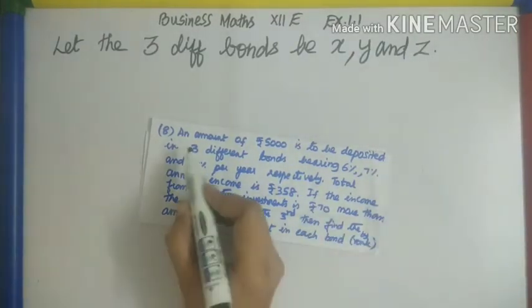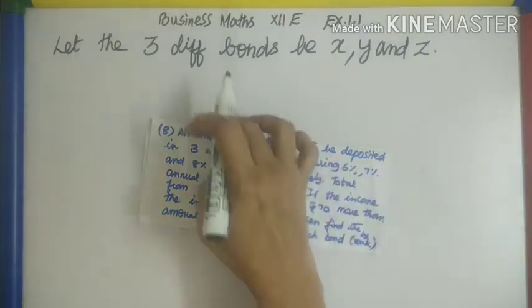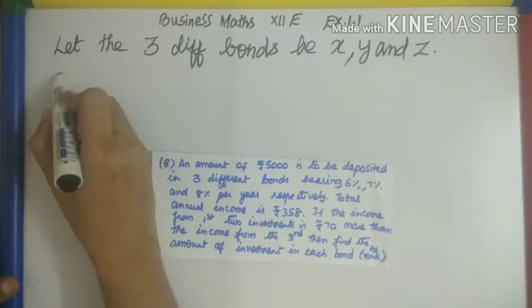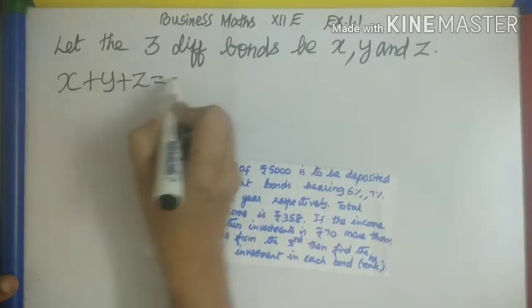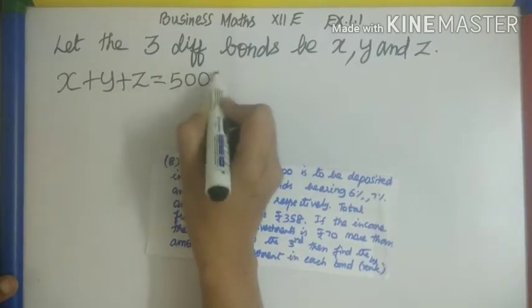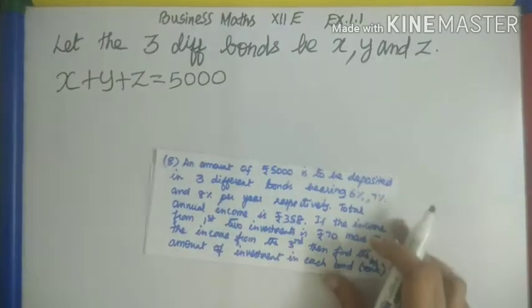Now total amount is 5,000. So that means what would be my equation? X plus Y plus Z is equal to 5,000. So this is my first equation.